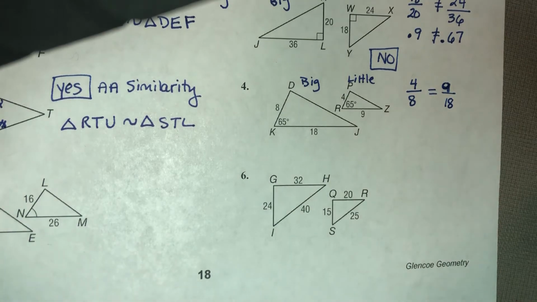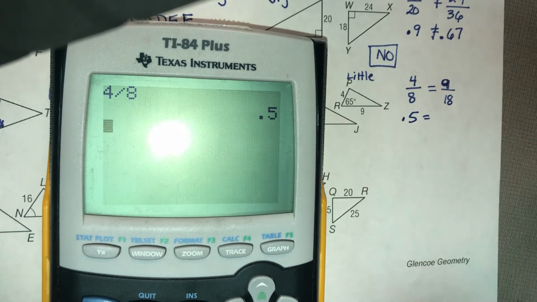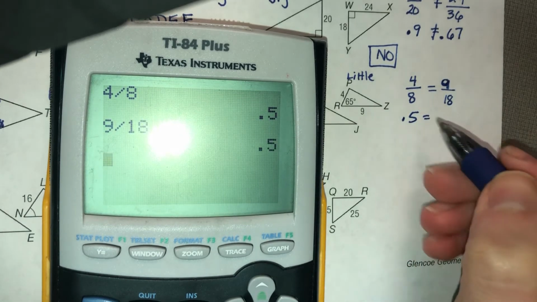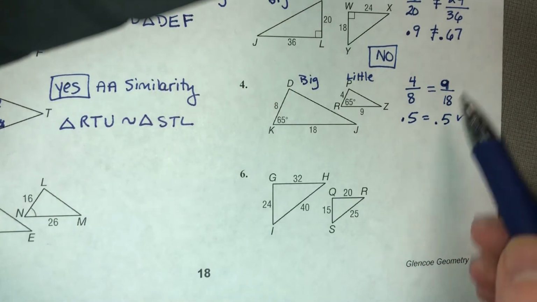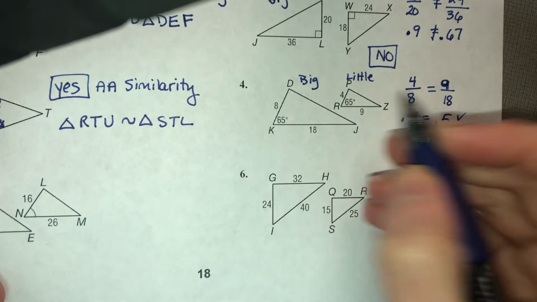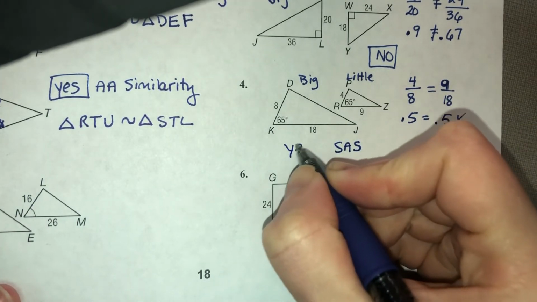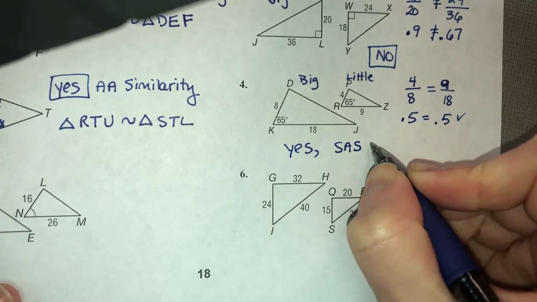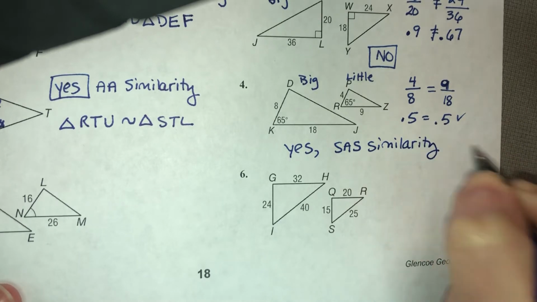So are these fractions equal? Let's see. 4 divided by 8 is 0.5, and 9 divided by 18 is 0.5. So yes, they are equal. And that means, since the fractions are equal, the sides are proportional. So by side angle side, we have similar triangles. So yes, they are similar. Side angle side similarity. And when they are similar, we need to write a similarity statement.